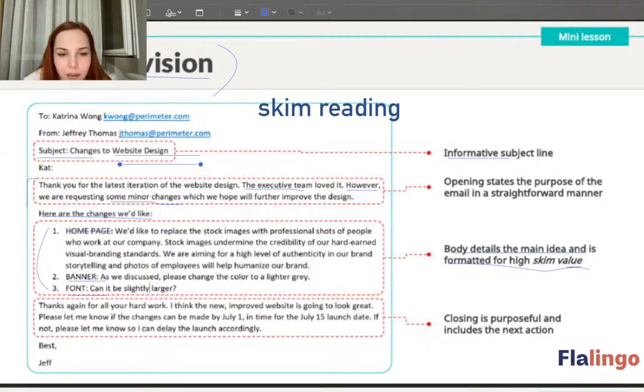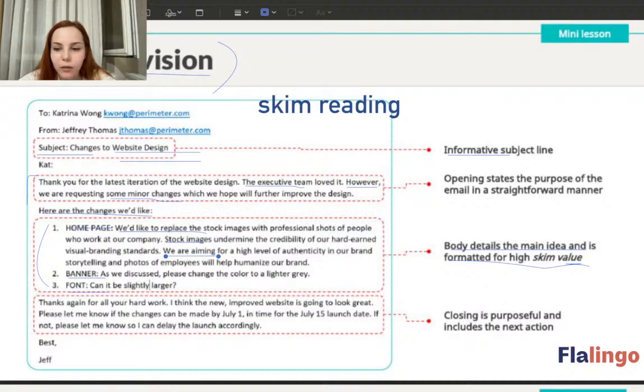And as you can see, I'm not giving too many details in here. I talked about stock images also, and I talked about my aim, my purpose to write this email, or my purpose to want to changes. And the second part, as we discussed, please change the color to a lighter gray, and the font, can it be slightly larger? Yeah, I've talked about my demands, my aims, my purposes. So this main body paragraph is really perfect.